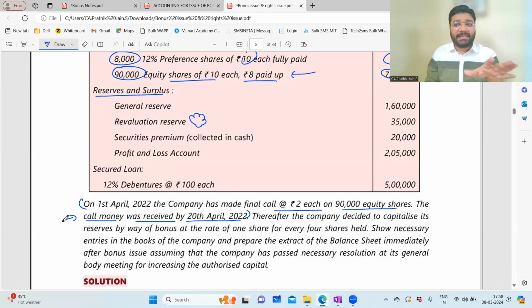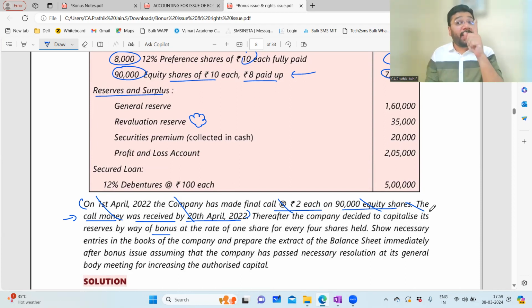Now let's suppose the entire same question is given as it is, and the company is going ahead with the bonus issue, but the first two lines are missing. In that case, what are you supposed to do? You have to assume that the call is made and you have to pass the due entry. So this is one testing thing ICAI can do. They'll give you the entire question as it is, only the first two lines they'll not give you, and they'll tell you that bonus has been issued.